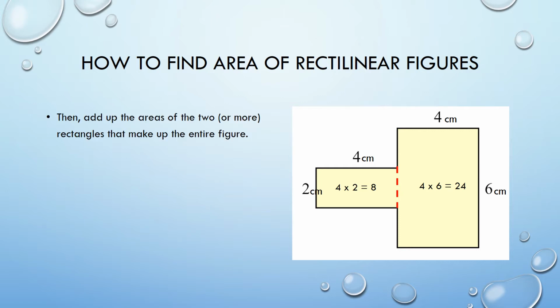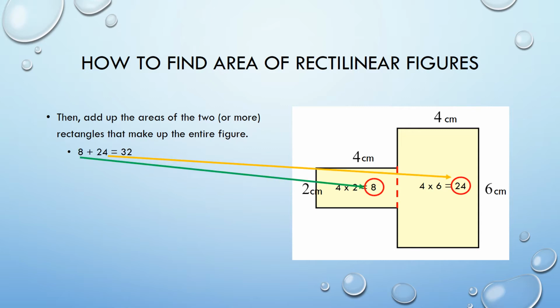Then we have to add up the areas of the two or more rectangles that make up the entire figure. So we need to add our 8 and our 24, so we find the total. And then we have to add a label. So in this case, it's centimeters for each dimension. So our label is going to be 32 centimeters squared.